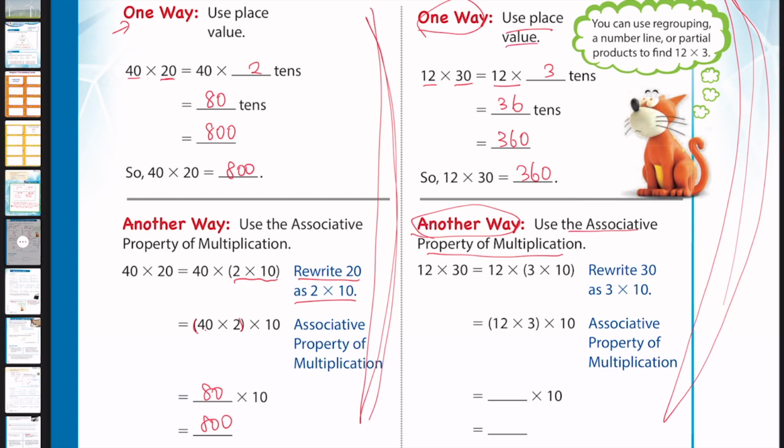Okay, so we are going to rewrite this 30 as what? 3 times 10. And then we are going to switch the parentheses, which we call the associative property. Now 12 times 3 is what? 36 times 10, 360. Either way, first way or second way, either one. If you feel more comfortable, whichever one you prefer, just go for it.